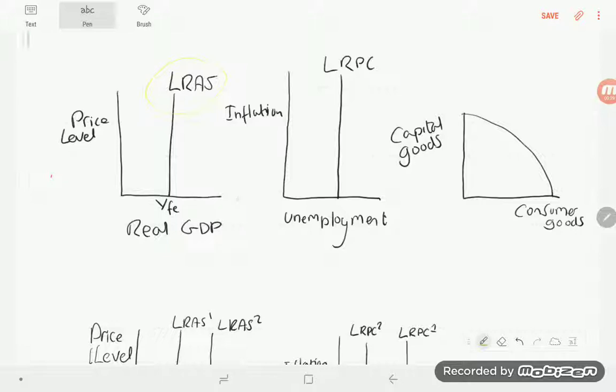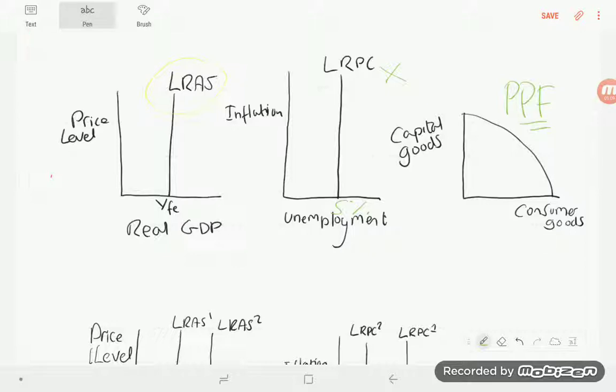You can see that next door we will have the long run Phillips curve. Remembering this shows the typical natural rate of unemployment. This will be explained later on in the video. Finally, we have the PPF. The PPF shows the combination of capital and consumer goods that can be produced with a given level of factors of production. This is also known as your factor endowment, such as land, labour, capital and entrepreneurship. That is, the quality and quantity of those factors of production is your factor endowment.